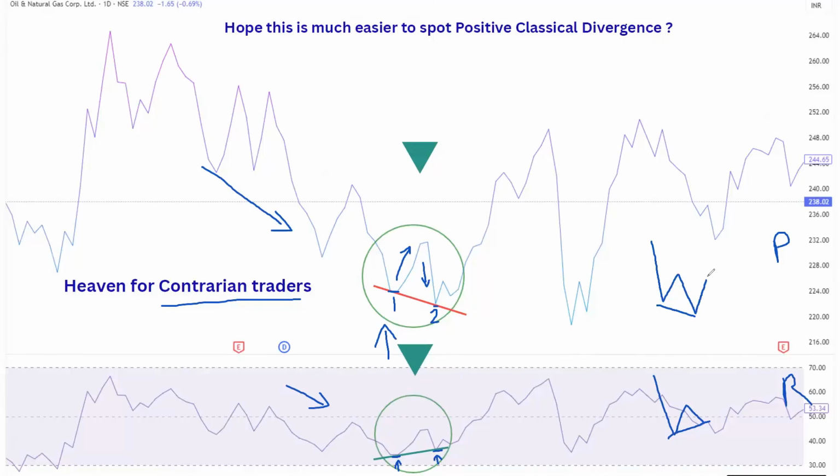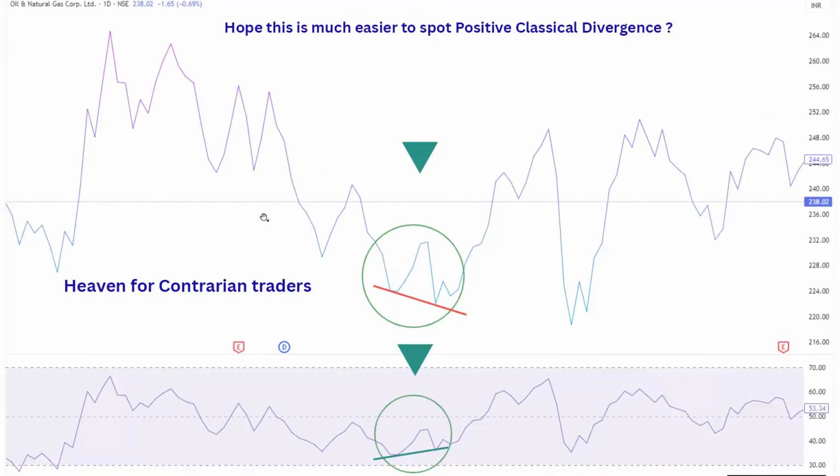When price starts to move higher and RSI also moves higher, this is the time when the positive classical divergence is complete. So I think this is the point where the positive classical divergence comes into existence. Okay? Let's move on to the next example.